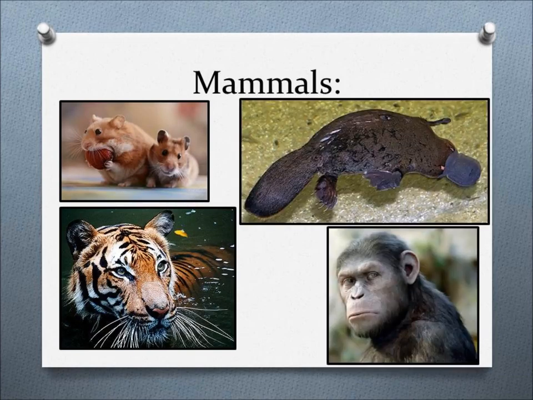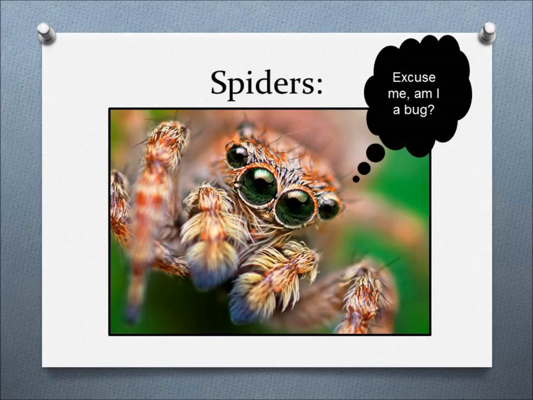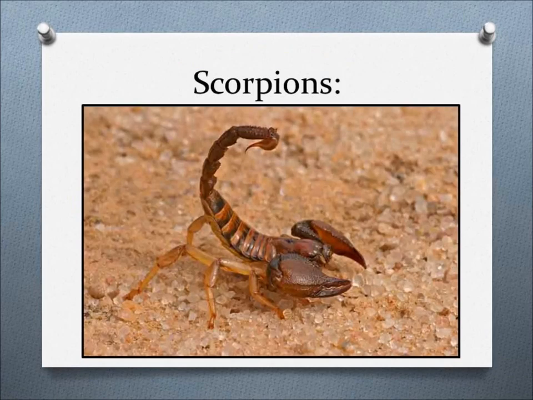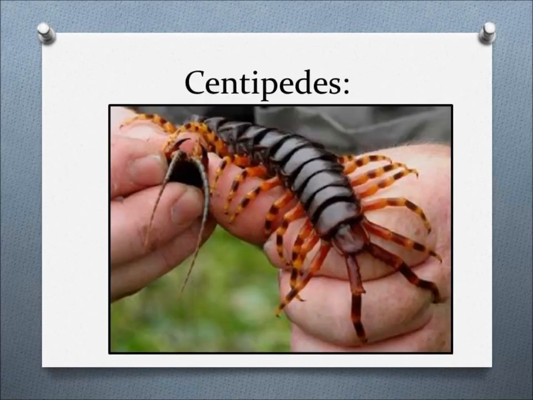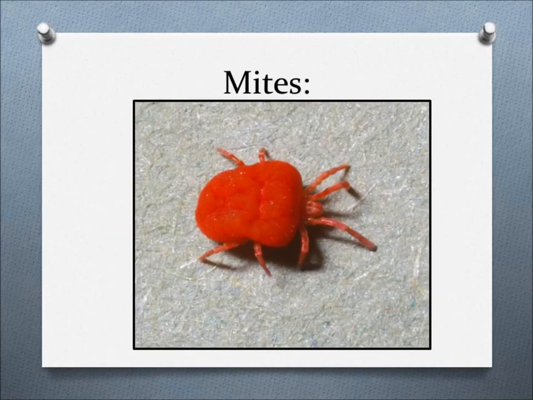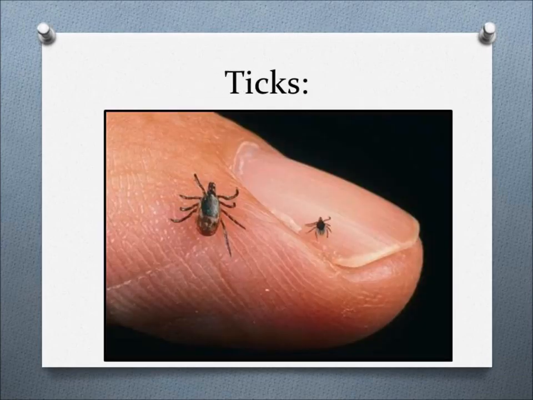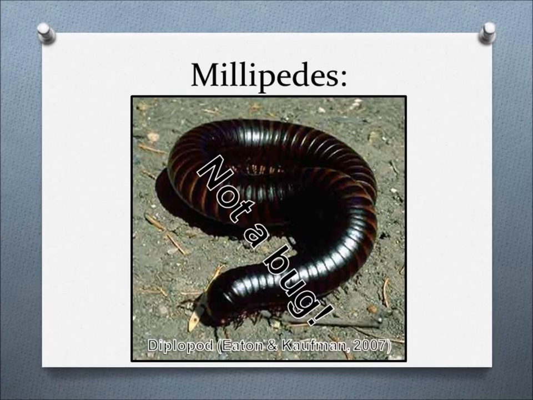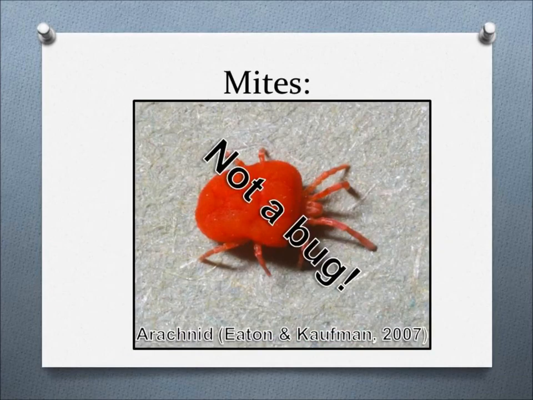A cat is a mammal, but is it safe to assume that all mammals are cats? No. The group of mammals is very diverse, as are the group of insects. But calling anything that crawls or any insect a bug, it's like calling all mammals cats. It's just not right. So going with these two definitions, a spider, not a bug.